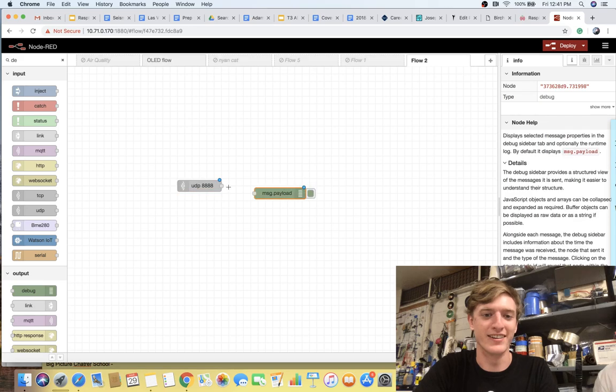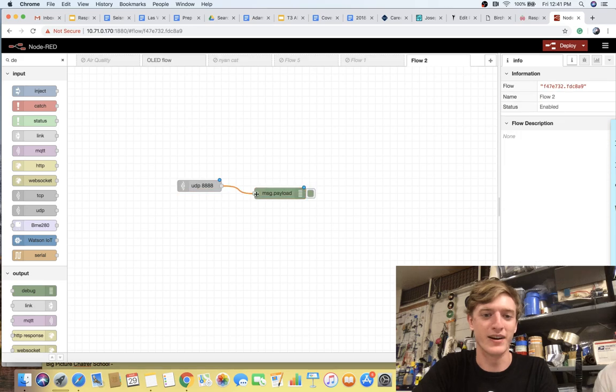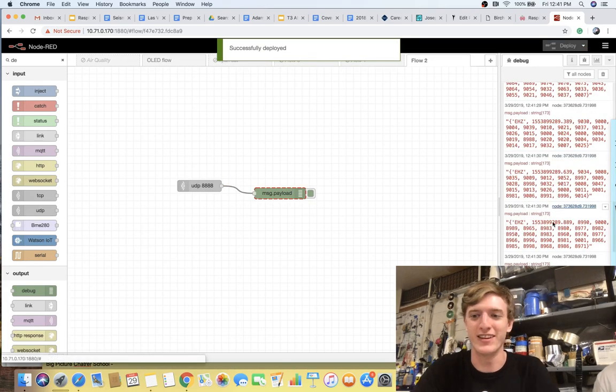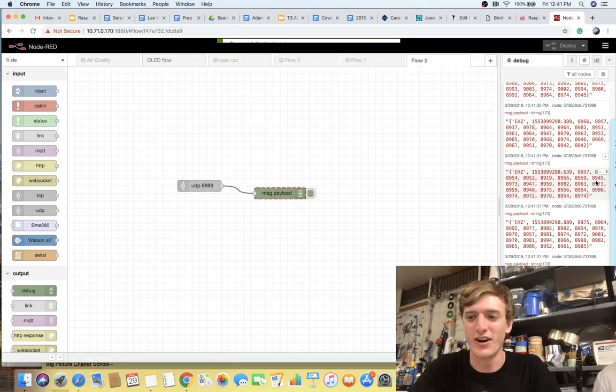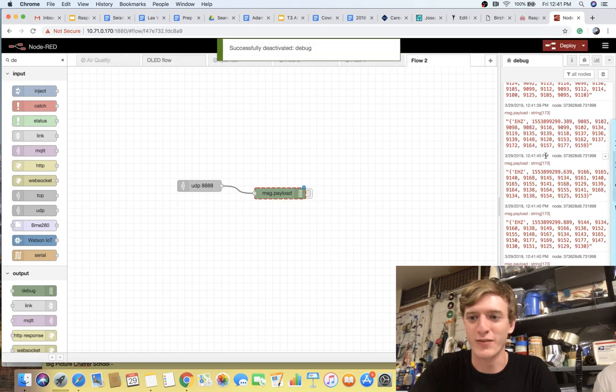So if we deploy, we can look over here at the debug. Wow, look at how much data we're receiving. It's like hundreds of packets a minute, and each one of these packets contains multiple data points. So if we pause this here, we can actually get one of these packets and look at it.